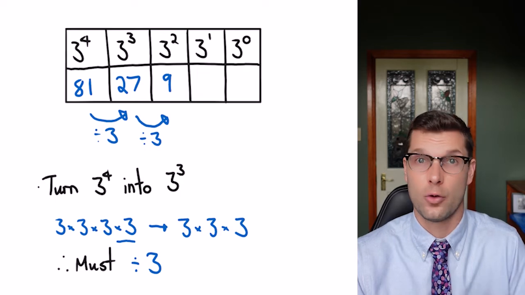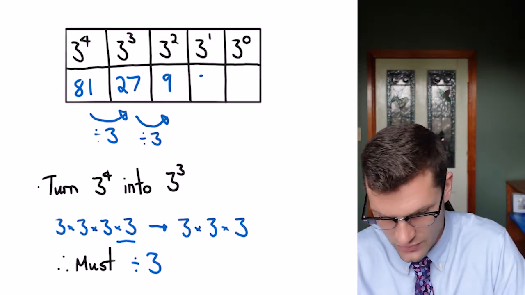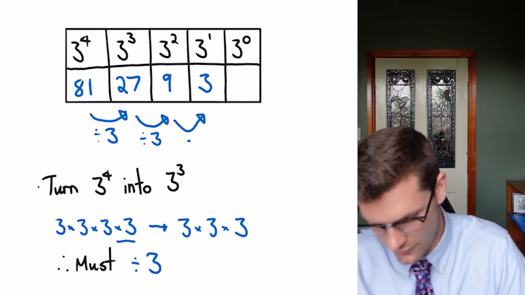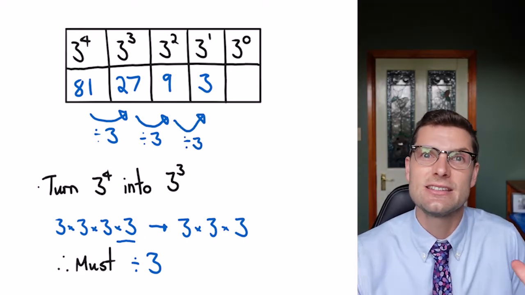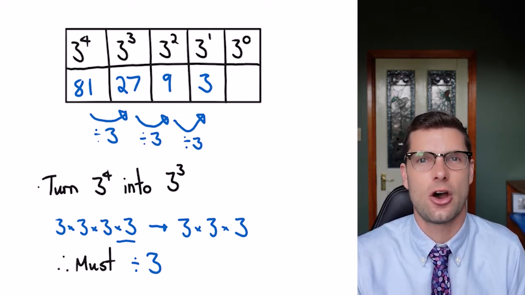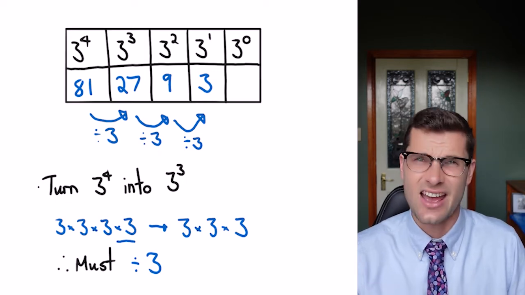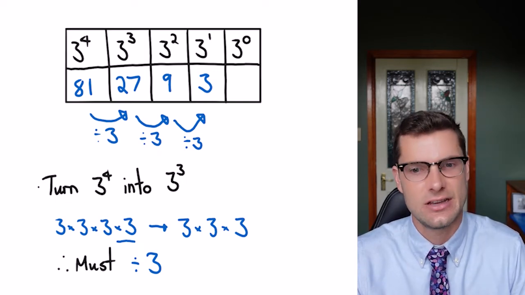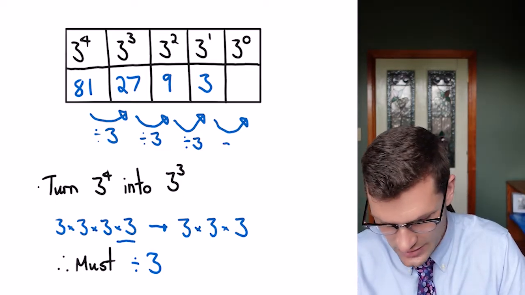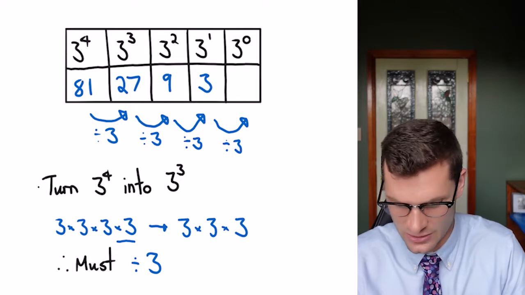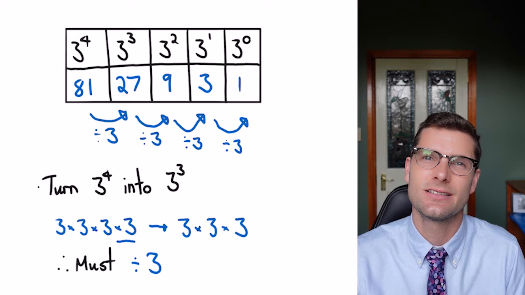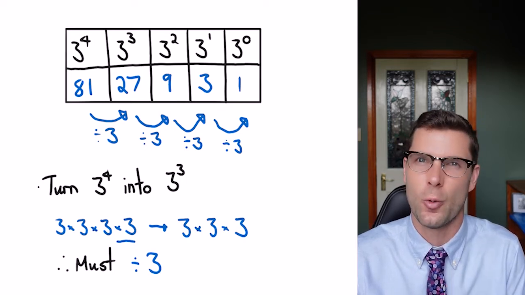3 to the power of 1, or 3 just by itself, is obviously equal to 3. 9 to 3, again, is divided by 3. So we can see here that moving down these answers, all I'm doing each time is dividing by 3. So it makes sense that 3 to the power of 0 would be the exact same hop. So if I divide this by 3, my answer there is 1. So what I'm saying is that following this pattern, any base to the power of 0 is equal to 1.